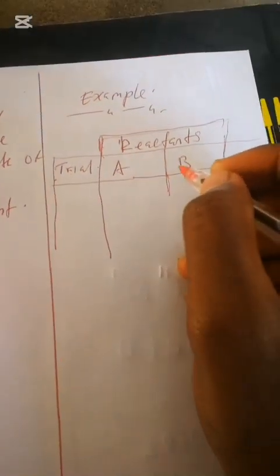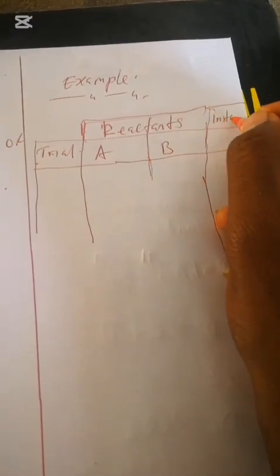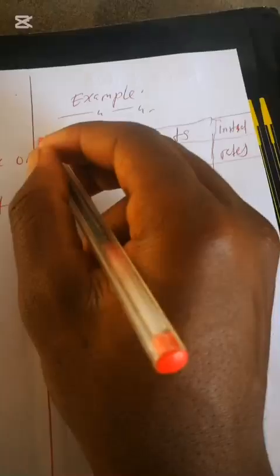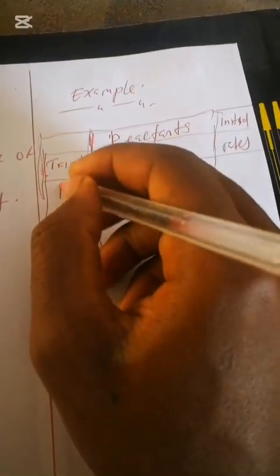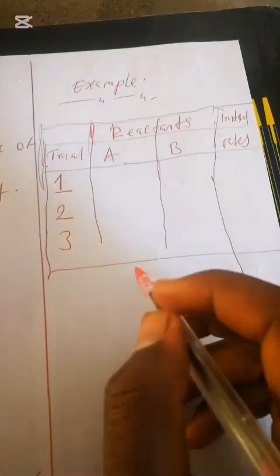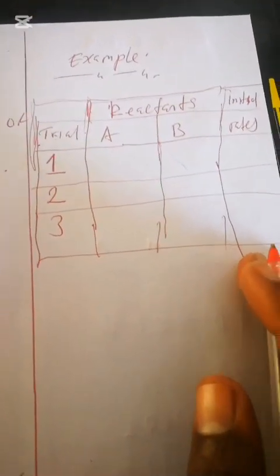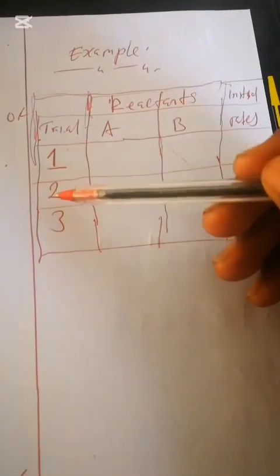So the reactants, we have A and B. Now there are the initial rates, and yes, it's a table like this. So how many trials does it have? Three trials. First, second, and third trial, like this. So it has reactant and initial rate. This is trial 1, 2, 3.